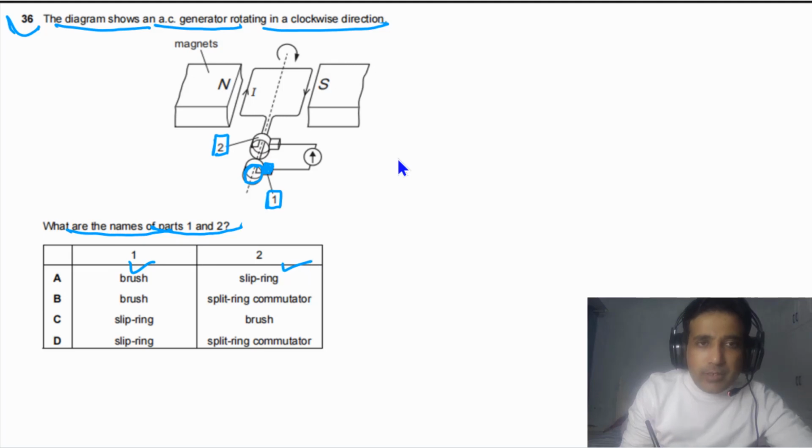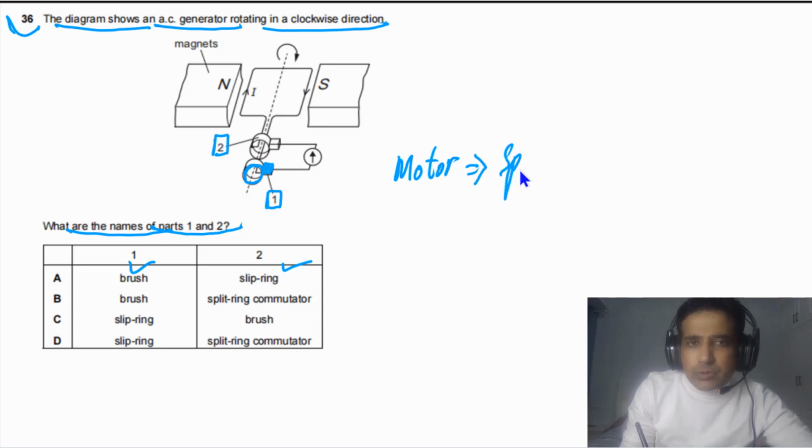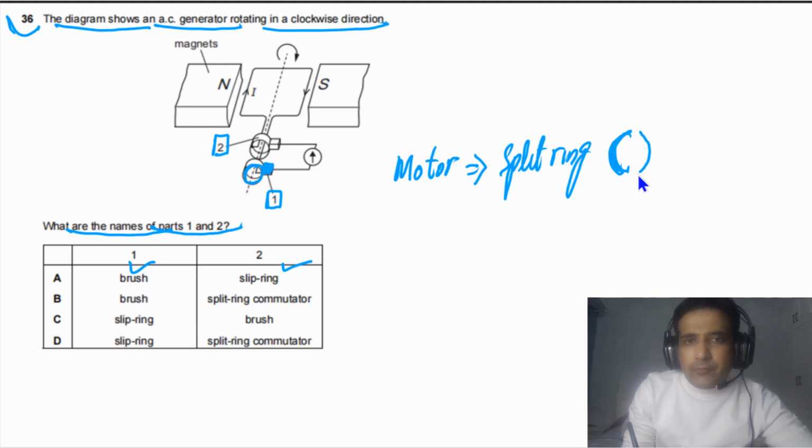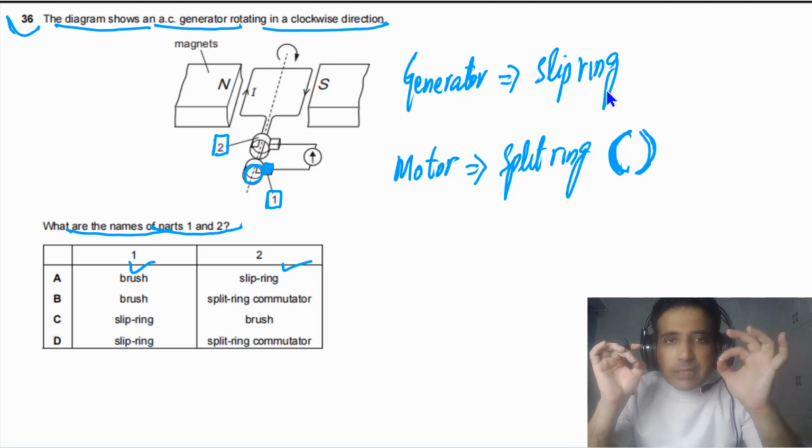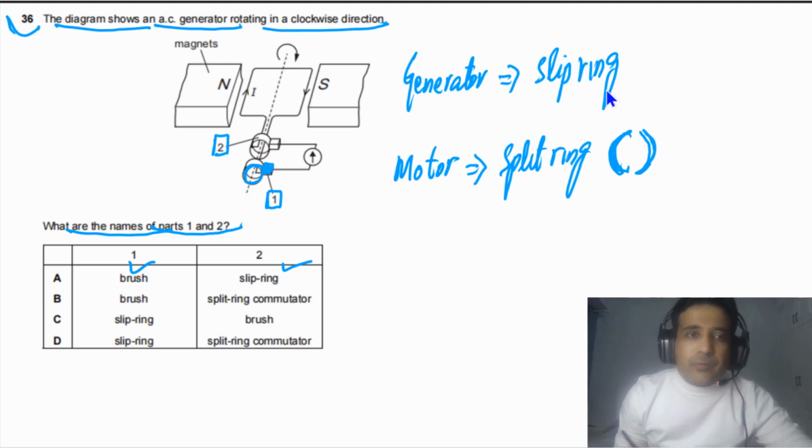In motor, we use split ring. So you have to understand the difference. In motors, we use split ring. In generator, slip ring. Split ring is like this. You have half ring here and half ring here. So this is called split ring. But in generator, we use slip ring, means one complete ring. You need to understand the difference between split ring and slip ring. Split ring is used in motors and in generator we use slip ring. So the answer for this question is A.